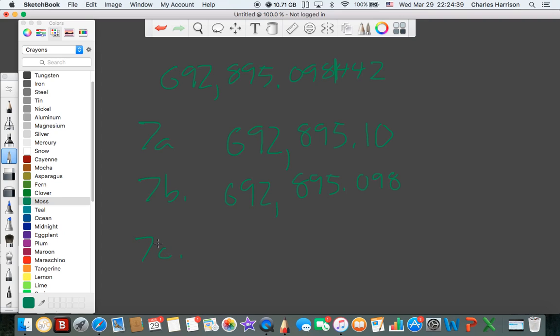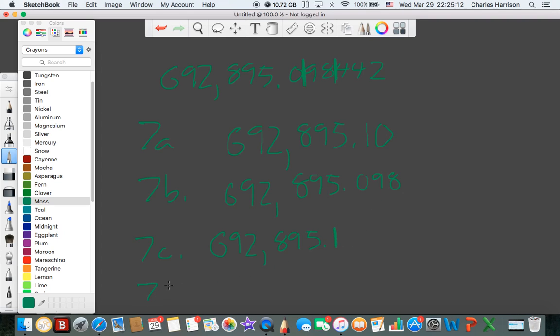7c is to the 10th place, so it's right here. To this place right here. So when we round to this place, we look at this number right here to the right of it, which is a 9. That's greater than or equal to 5. So we round this to 6. We write it like this: 692,895.1. All right? That's the 1000th place. I mean, sorry, not the 1000th. That's the 10th place. So far, we've rounded to the 100th place, the 1000th place, and the 10th place.